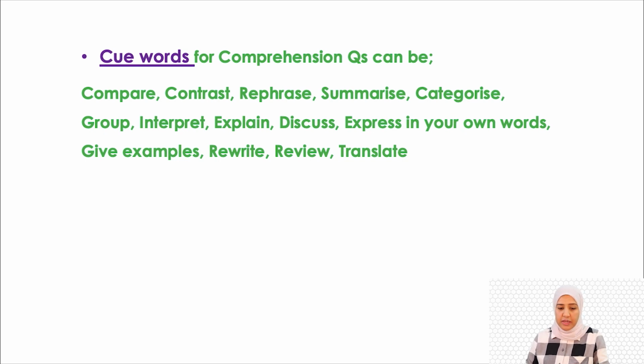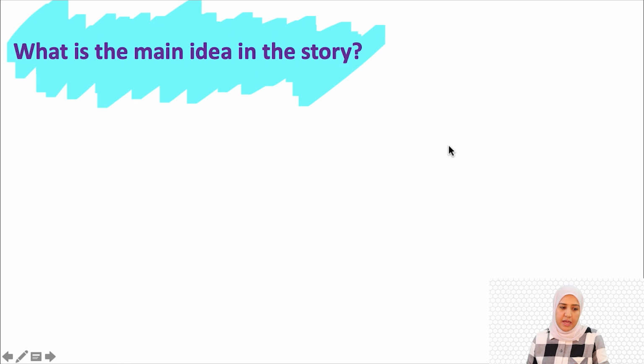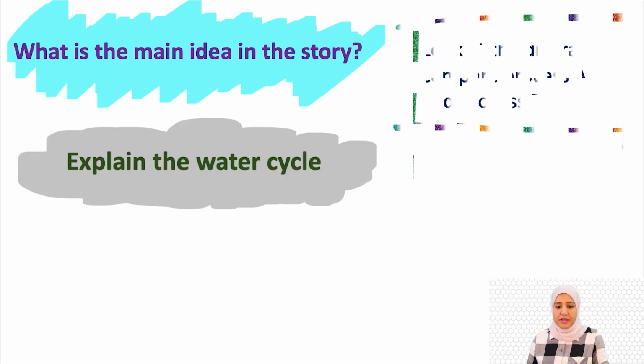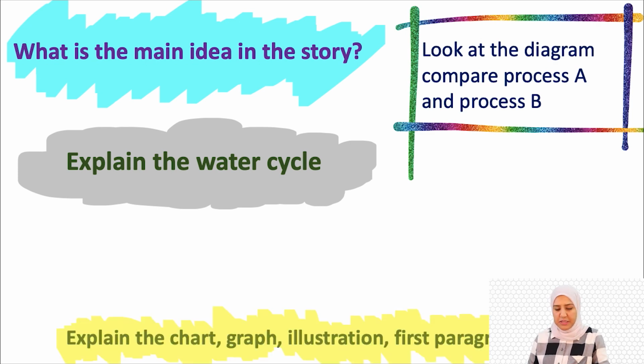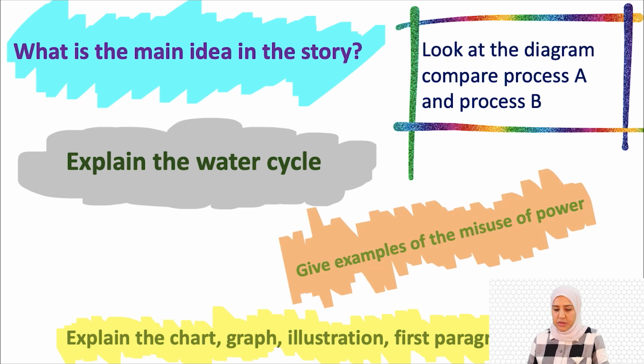Of course, he can't do any of these things if he doesn't have the comprehension skill. So, an example. What is the main idea in the story? Explain the water cycle. Look at the diagram, compare process A and process B. Explain the chart, graph, illustration of first paragraph. Give examples of the misuse of power. All these questions depend on the comprehension skill. So that means the student has developed actually from knowledge to comprehension.